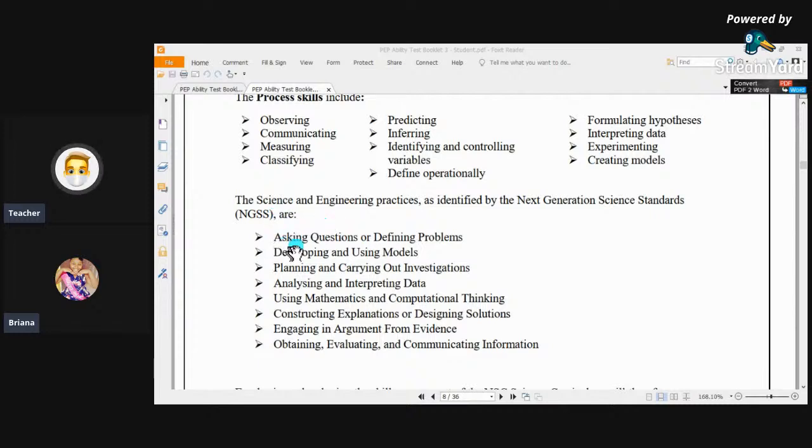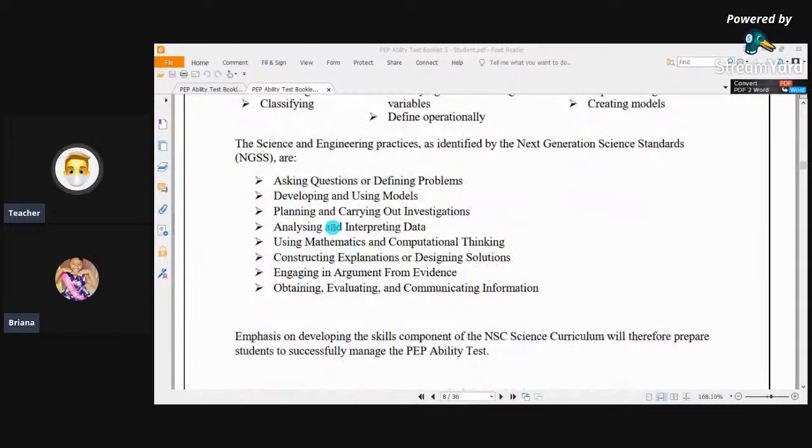Okay, so asking good questions, defining problems, developing and using models, planning and carrying out investigations. So the planning part of it. What is your thinking when you meet up on a problem? How do you plan to go about solving that problem? These are important skills for good scientists.